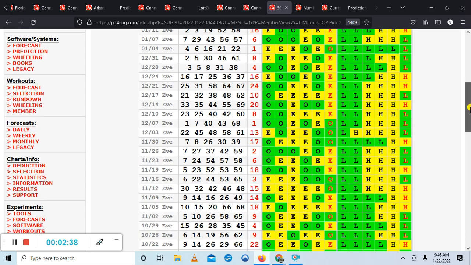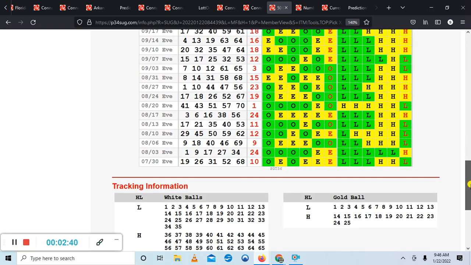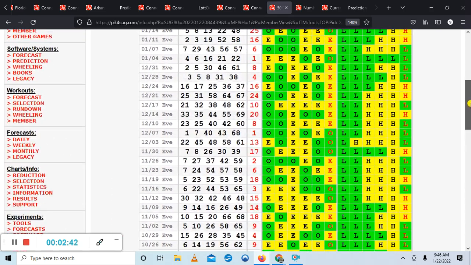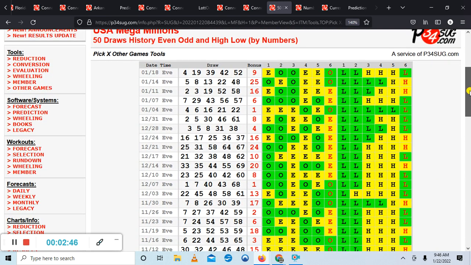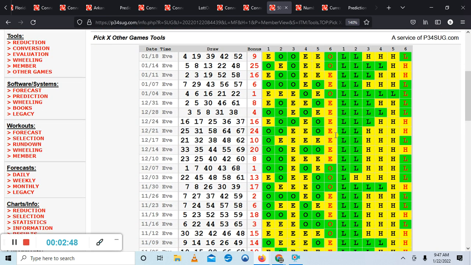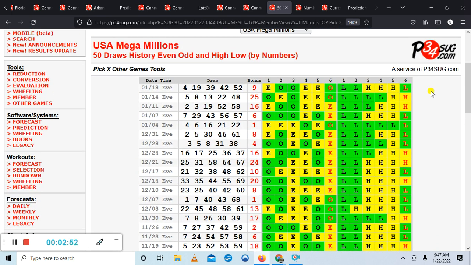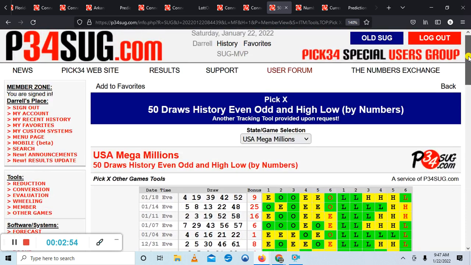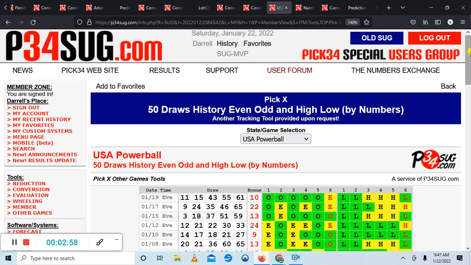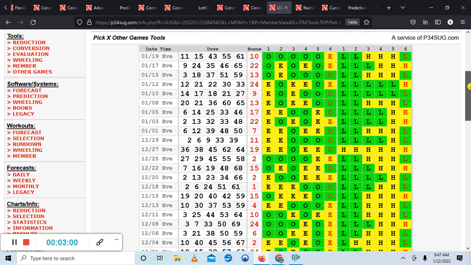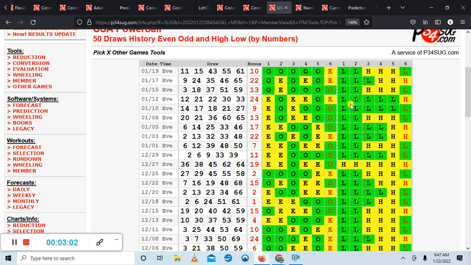I know David already has certain things locked down, but this is for those who have Pick4 SUG. Now you can study these patterns, even the odd patterns. Everything is great, and I'm very happy about this. He also has it for the Powerball, as you can see here. Same thing: low, low, high.